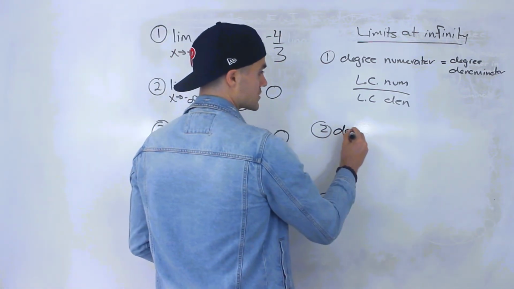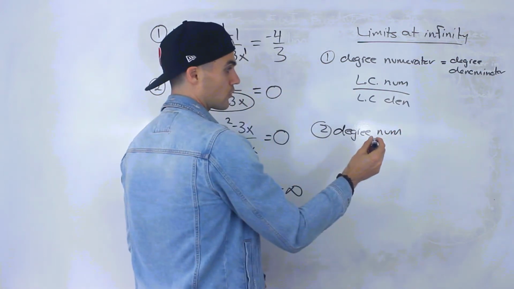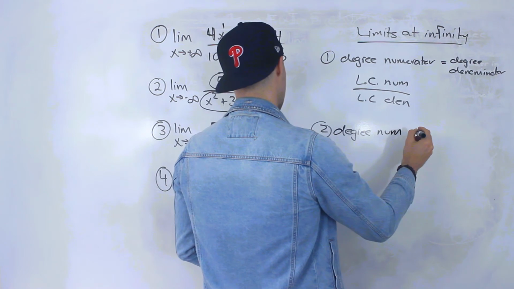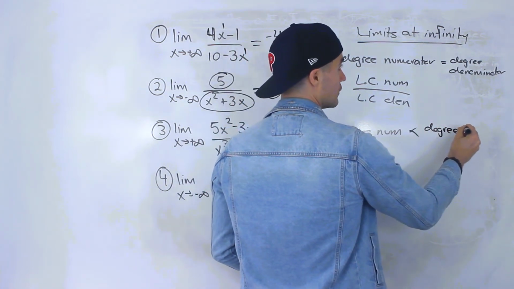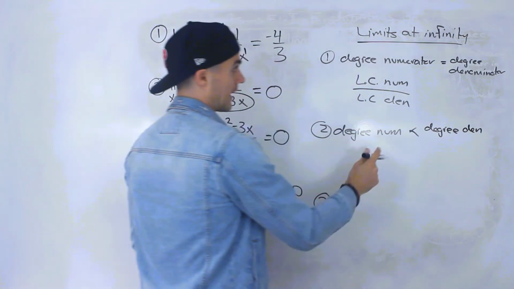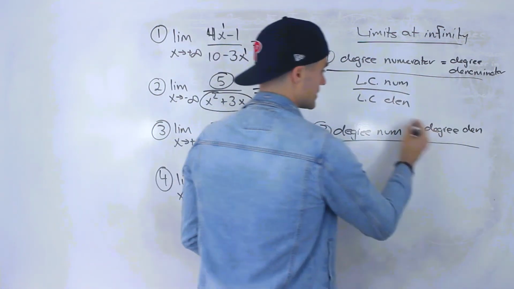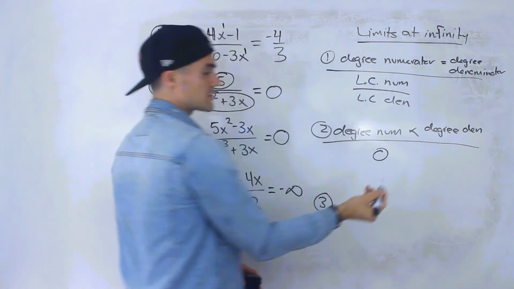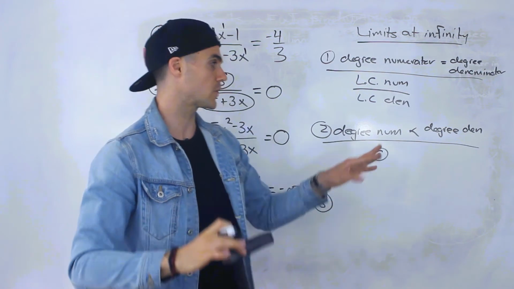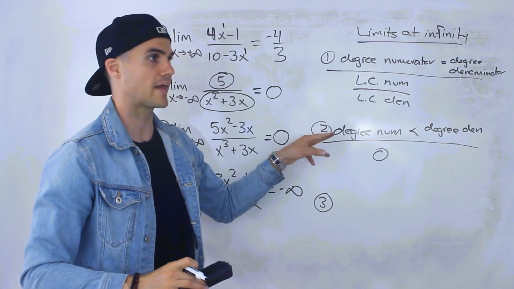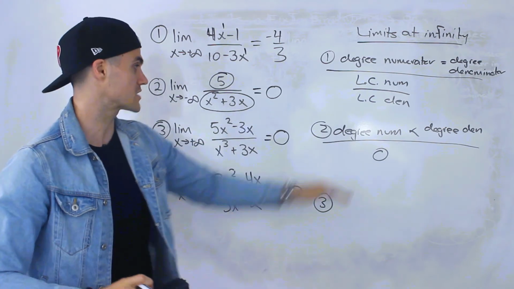You could also get a case where the degree of the numerator, I'm just going to use short form here, is less than the degree of the denominator. And if this case happens, let's put an underline on all these, the limit's always going to equal 0, because that denominator is going to increase quicker than the numerator. And when that happens, you're going to have a number over a very large number, which is always going to be 0.